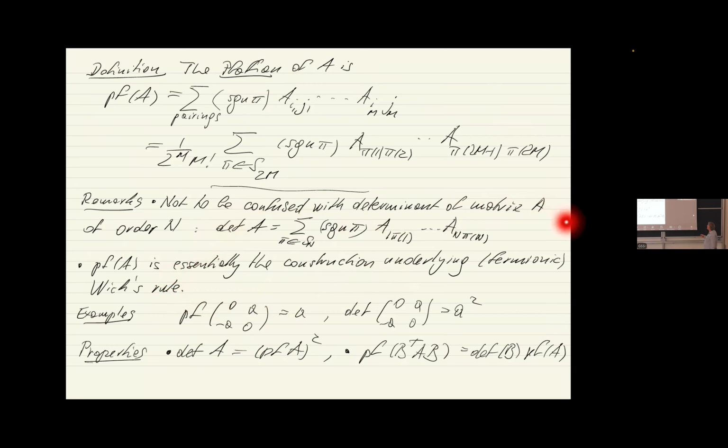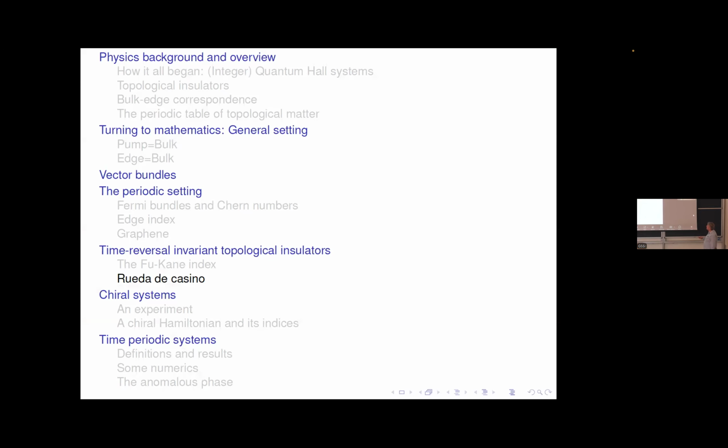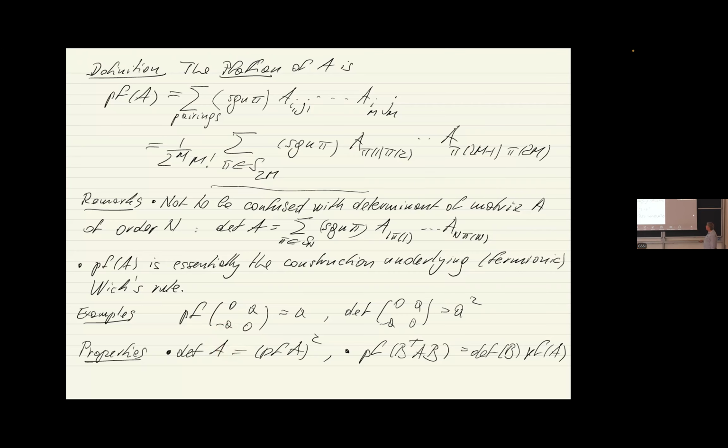Not to be confused with the determinant of a matrix, where you sum over all permutations, but here you do this construction. To understand the difference, let's just look at one simple example: a 2x2 matrix that is anti-symmetric. The Pfaffian of that one, well, what is it? You would do one pairing of the indices, and there are not that many, 1, 2, and so you just take the element of index 1, 2, and that is A, and that is the Pfaffian.